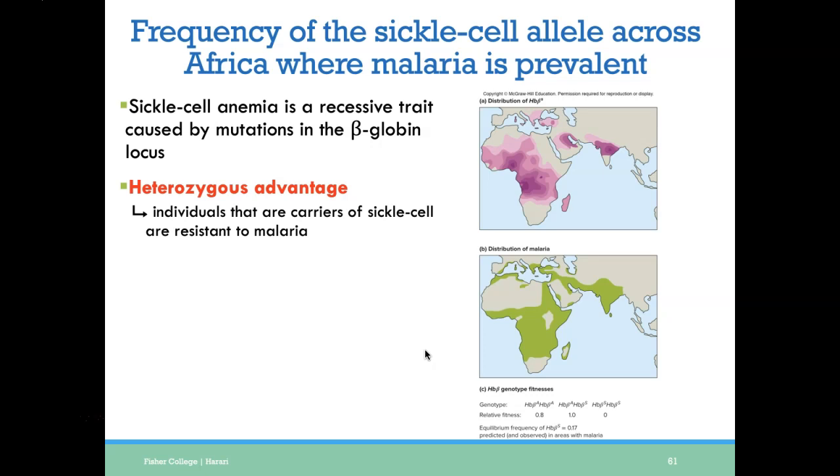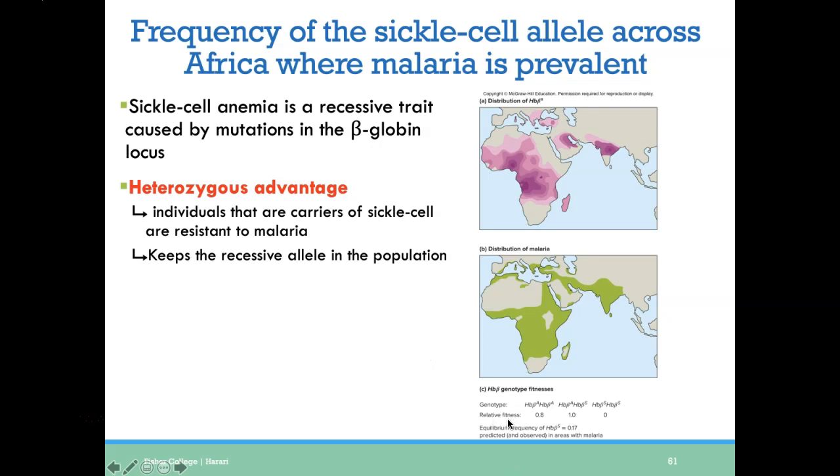So individuals that are carriers of sickle cell are resistant to malaria. It turns out that having partial sickle cell-shaped blood cells reduces the ability for the mosquito to pass on the parasite that causes malaria. So this actually is good and bad because it keeps the recessive allele in the population, right? Because you have heterozygotes that survive malaria, they have an advantage. So you're going to have more heterozygotes around, but that actually keeps the recessive allele in the population, which will still give you some people with sickle cell anemia.